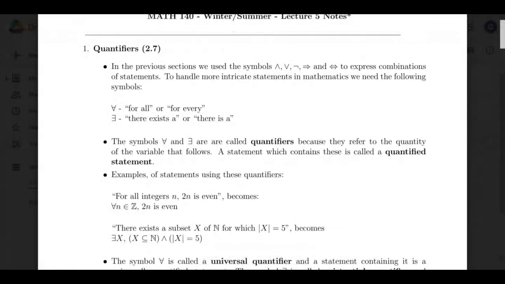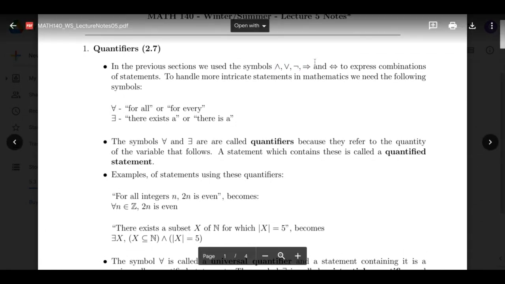Okay, let's go through some logical quantifiers. Previously we already used and, or, not, and, the left hand side implies the right hand side, and if and only if, or necessary and sufficient condition. So we use those to combine statements.